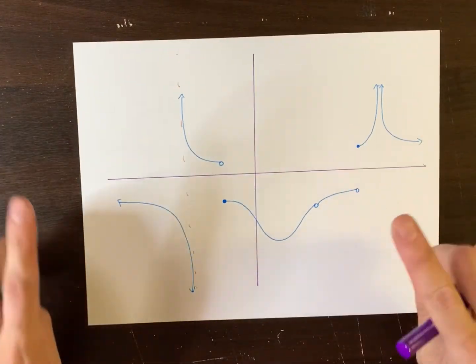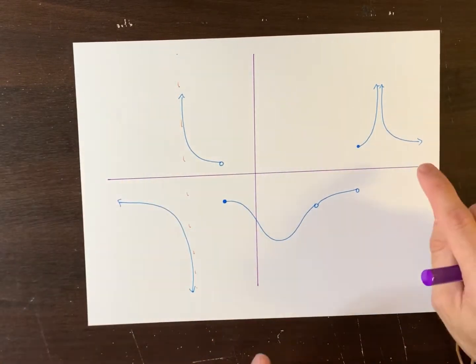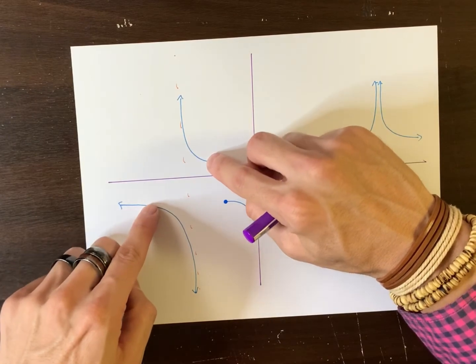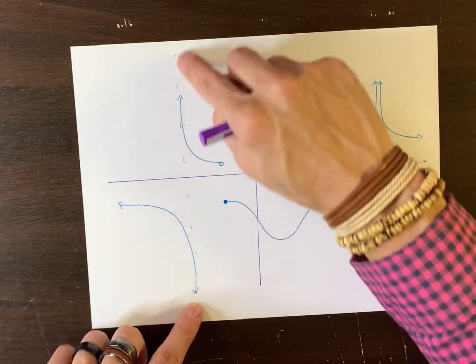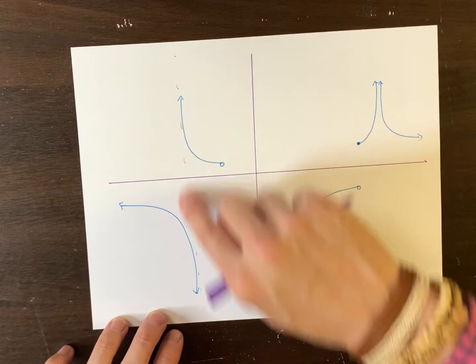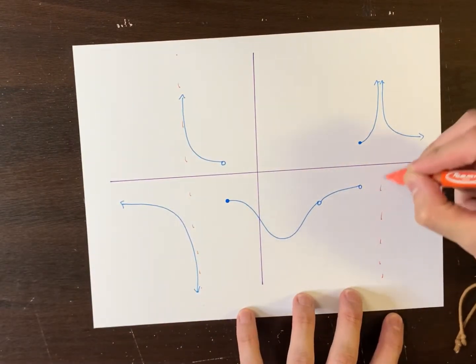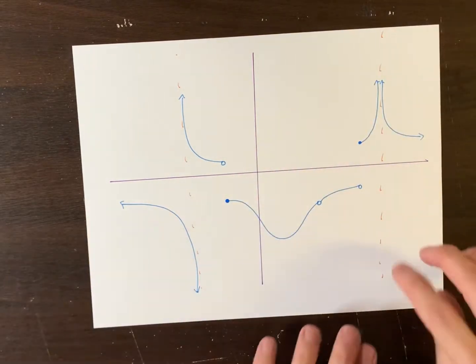That is what we call an infinite discontinuity, because here is this vertical asymptote. But on either side, you see how one goes down and one goes up? This is what we call an infinite discontinuity. I see another one over here. You see how there's a vertical asymptote?